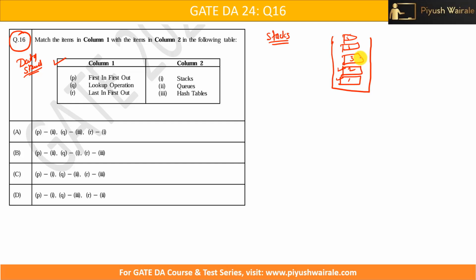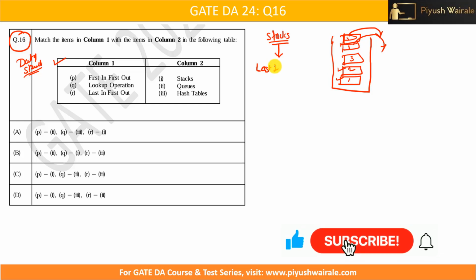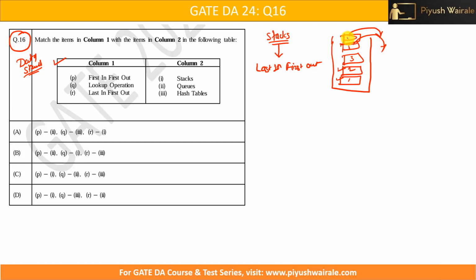Now I want to remove the third book from this stack. Can I remove this book directly from the stack? No. First, I need to remove this, then I need to remove this, and then I can remove book number 3 from the stack. So what is happening here? Which book am I removing first? The book which entered the stack last, that I have to remove first. So stacks work on the last in, first out principle. Whichever item enters the stack last will be taken out first. So that is basically a stack, the last in first out principle.